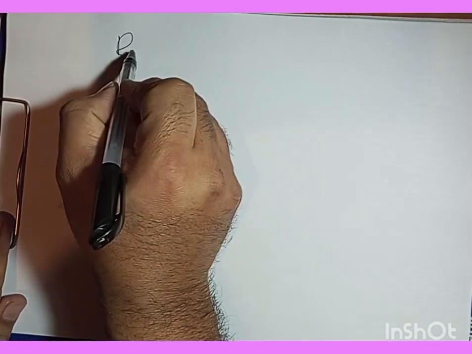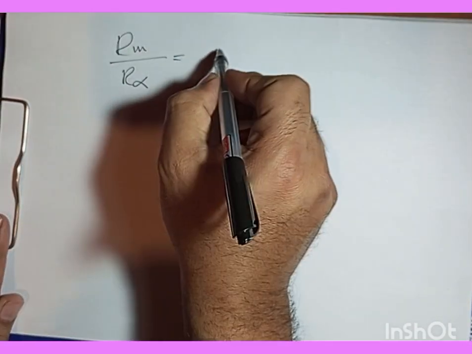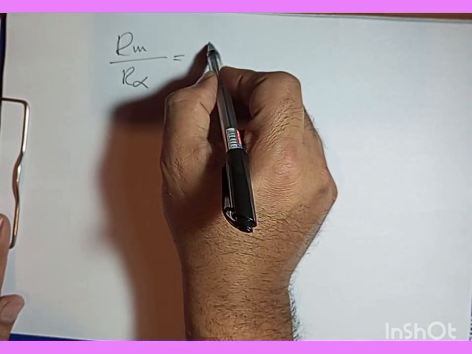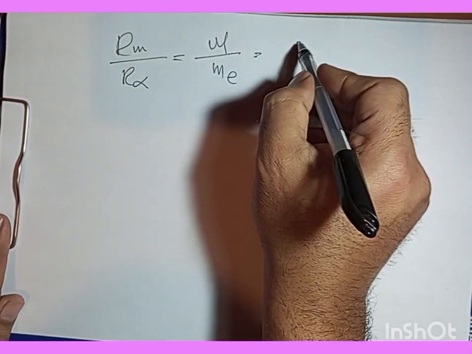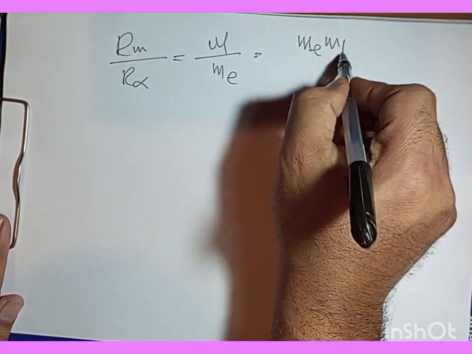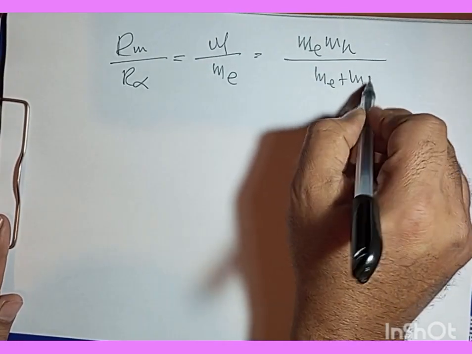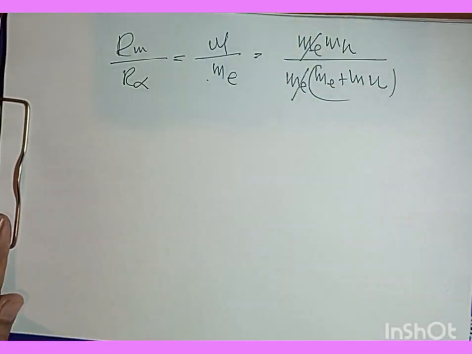So this point should be clearly noted, and let's make a more simplified version of it. If we write down this reduced mass, what I have is Rm by R infinity is mu by me. Now, what is mu? Mu is basically the mass of electron times the mass of nucleus, divided by the mass of electron plus the mass of nucleus. So me will come here, and this me and me will cancel.